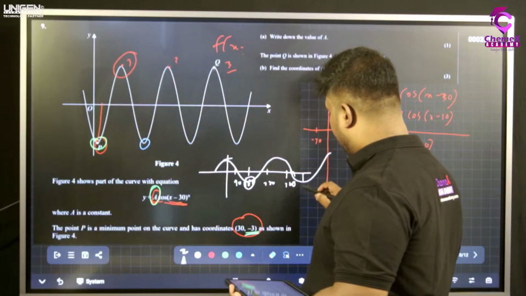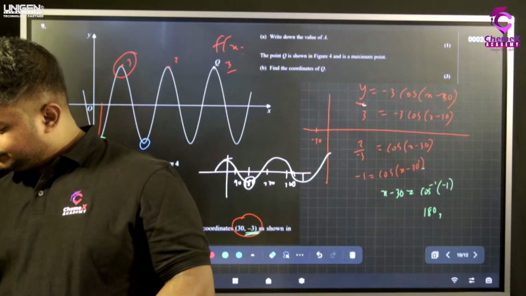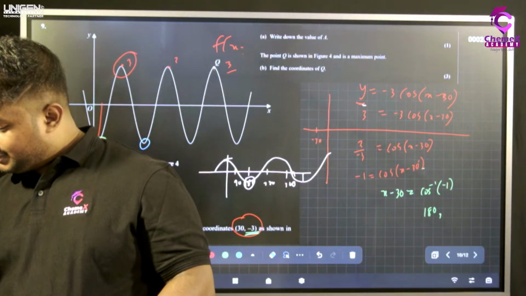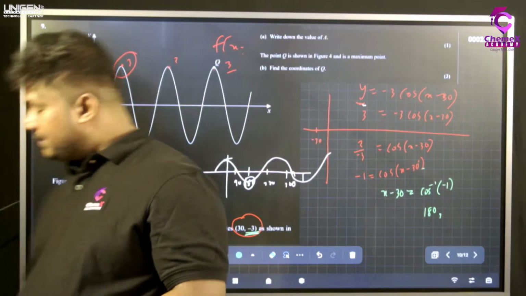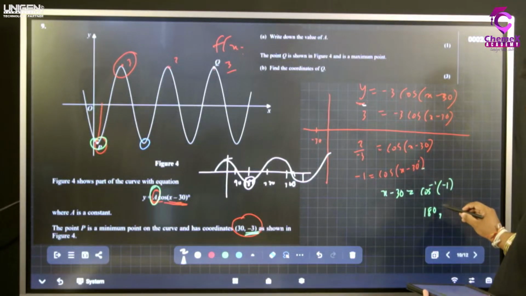Then cos 360 plus 90 is how much? 450. That's 0. Then 360 plus 180 here, 540. Cos 540 is how much? Minus 1. So 540 is also minus 1. That's the second term.